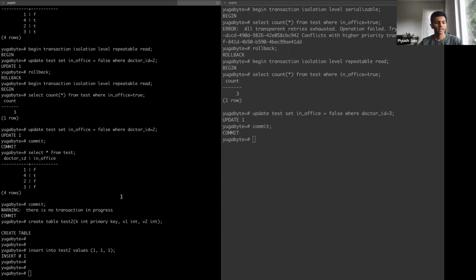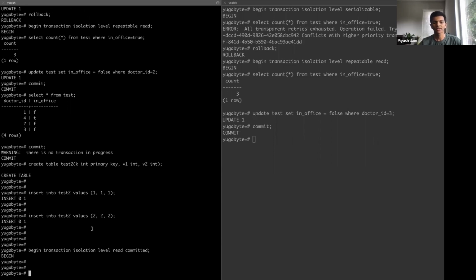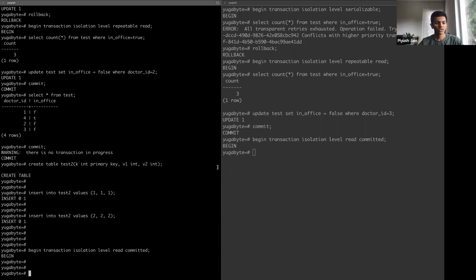Actually, let me do one thing. I'm changing the example now. Let's do this where we have two rows, right? And let's say we are doing read committed. So I start a read committed transaction on both sessions. Now what I want to do is update V1 to 6 where V1 is greater than or equal to 1, right?